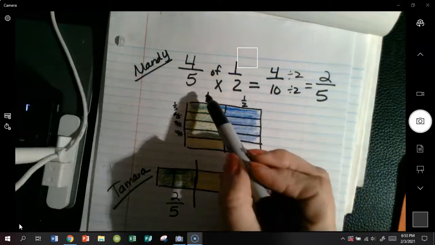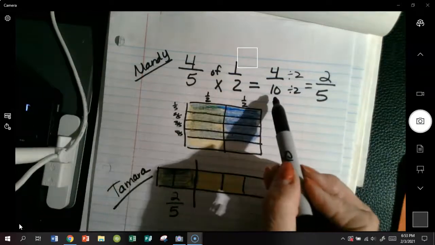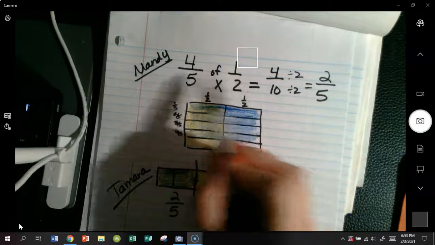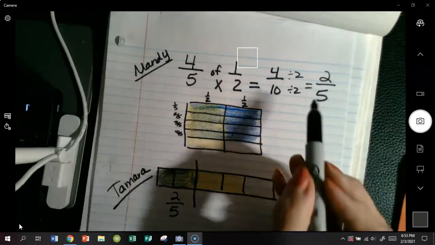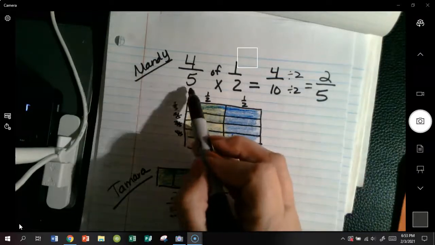So what do you notice about the size of the product compared to the factors? Is 2 fifths less than 4 fifths? It is.